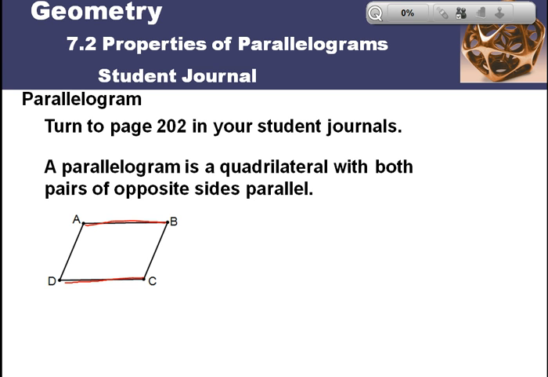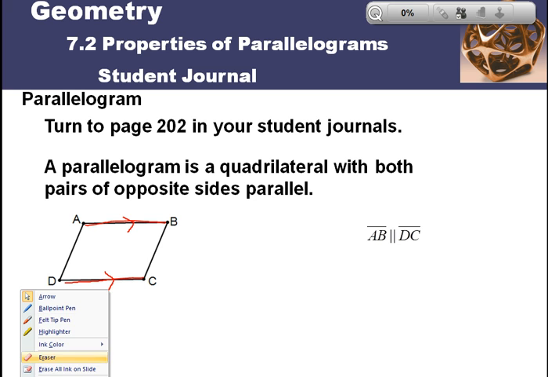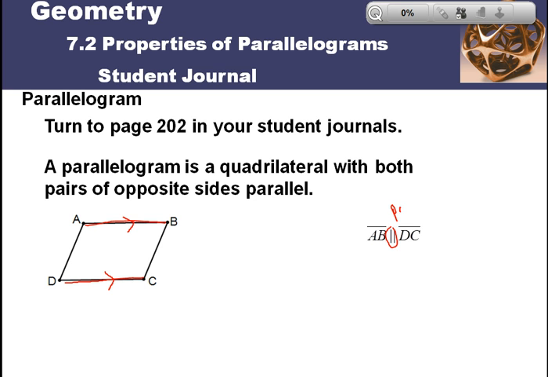So if those sides are parallel, then we would put an arrow here to indicate that these two sides are parallel to one another. So we know that AB is parallel to DC. So we can say that. And remember this little symbol right here stands for parallel. So we know that AB is parallel to DC.